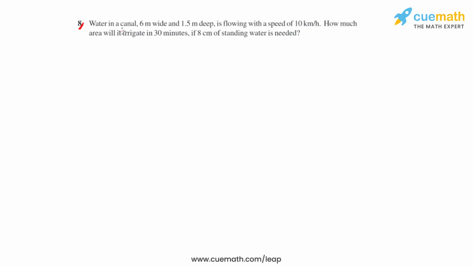Question number 8 of this exercise says that water in a canal which is 6 meters wide and 1.5 meters deep is flowing with a speed of 10 kilometers per hour. How much area will it irrigate in 30 minutes if 8 centimeters of standing water is needed?